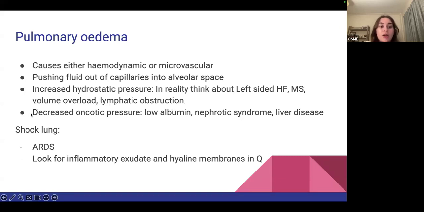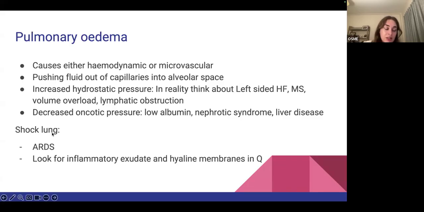There might be decreased oncotic pressure. So this is the proteins in the blood that keep your fluid in. So if there's a low albumin, and or you've got nephrotic syndrome, so you're peeing out protein, or liver disease where you're just not producing enough protein, you're not going to have that drive to keep fluid within the blood vessels, so it will fall out of the capillaries and into the alveolar space.